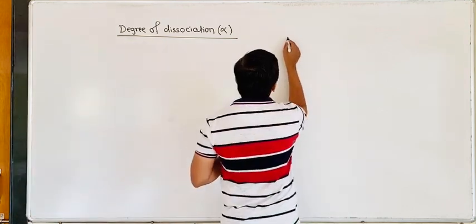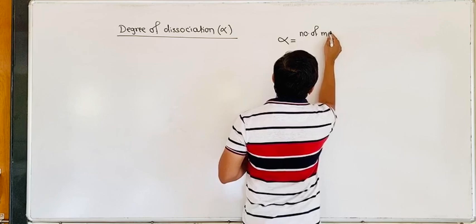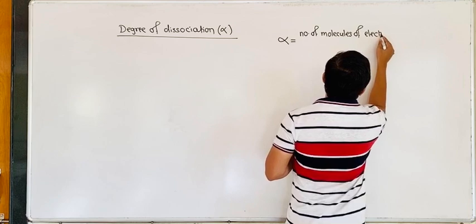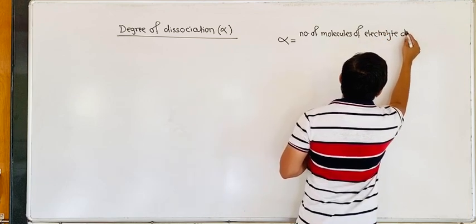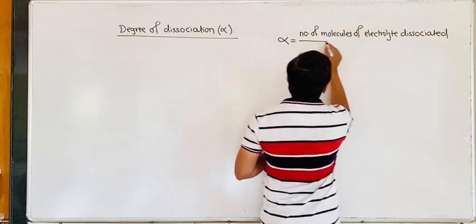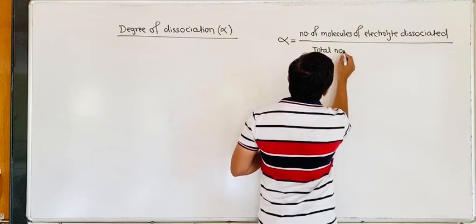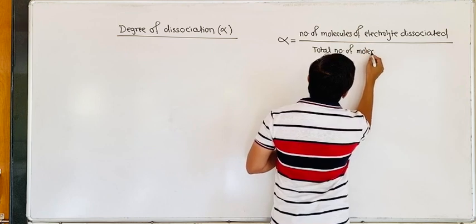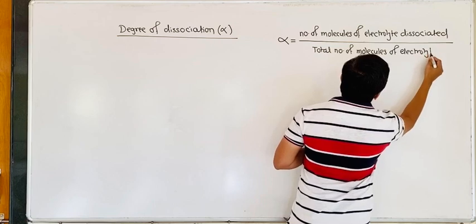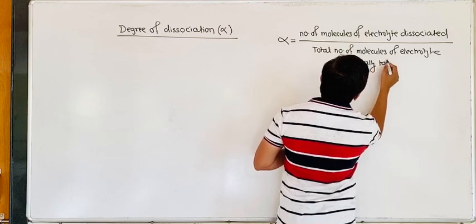Degree of dissociation alpha is equal to the number of molecules of electrolyte dissociated at equilibrium divided by the total number of molecules of electrolyte initially taken.